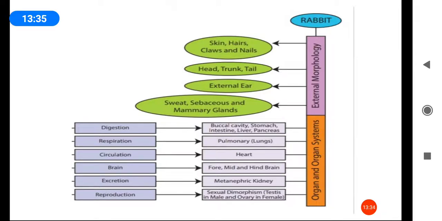Then excretion means removal of nitrogenous waste by the metanephric kidneys. Then reproduction: sexual dimorphism, male and female sexes are separate. Then the testes in male and ovaries in female are the reproductive organs in rabbit.